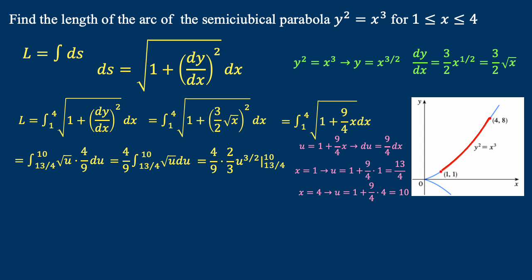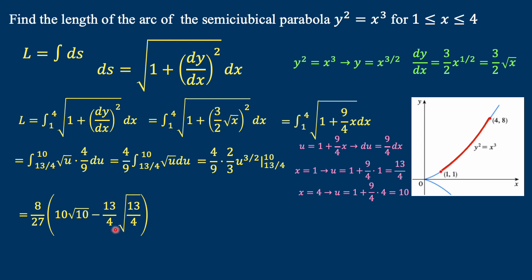Let's just simplify the front, guys. You have to simplify this term: 4 times 2 is 8, 9 times 3 is 27. So you have 8/27. Now you plug in u equals 10: 10 square root of 10. And u equals 13/4: 13/4 square root of 13/4.